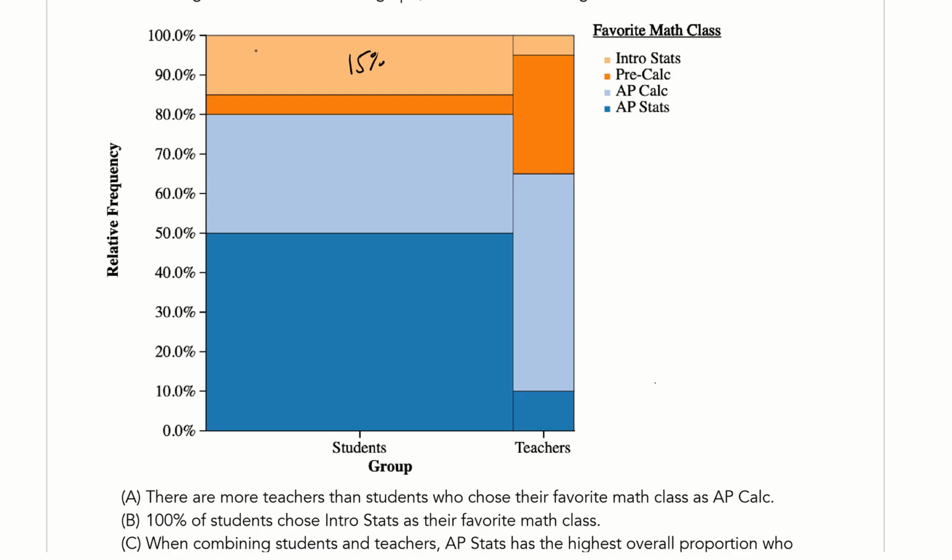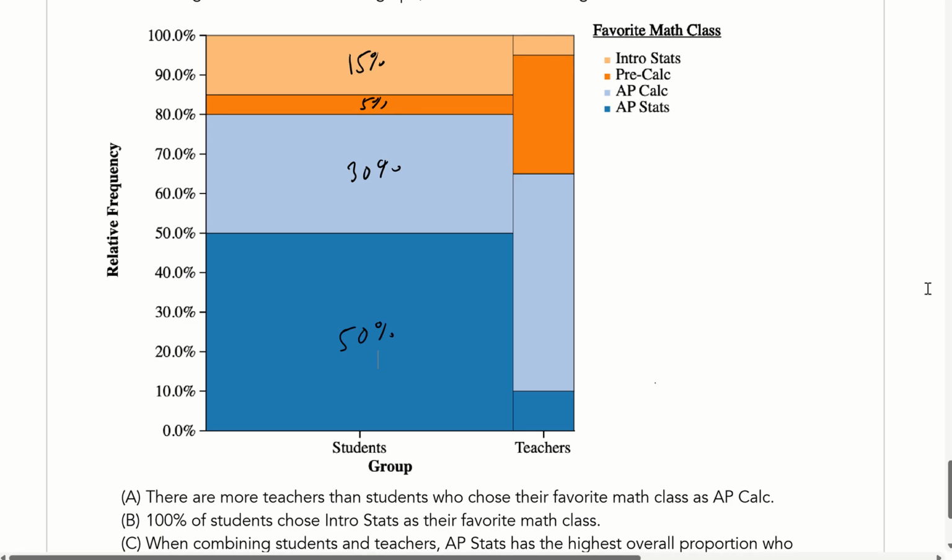So 80 to 85, that's 5% of the students for pre-calc. Interestingly enough, more students will like pre-calc. And we got 50 to 80, we got 30%. And then from 0 to 50, that's 50%. All right, so there you go.